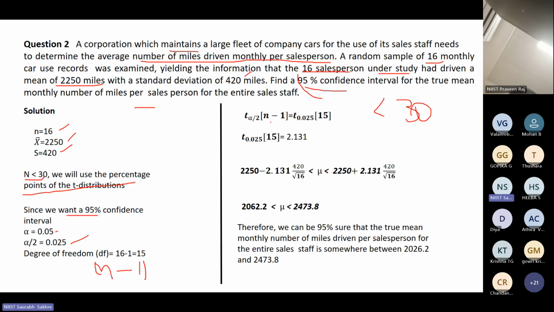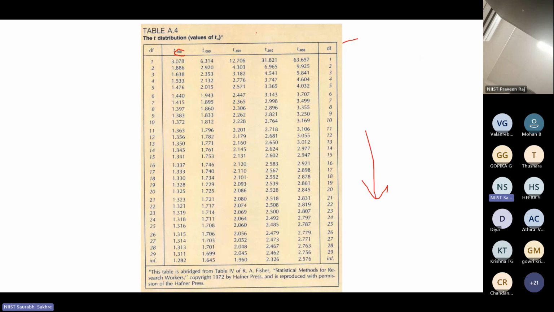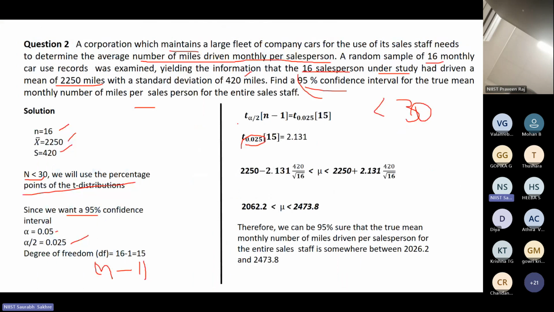So here my degree of freedom is 15 and my alpha by 2 is 0.025. I'll go in the table and look at the t 0.025 column, and the 15th row of degree of freedom. So it is 2.131. t 0.025, 15 is 2.131. You can see it here.